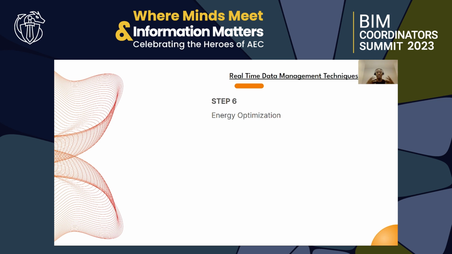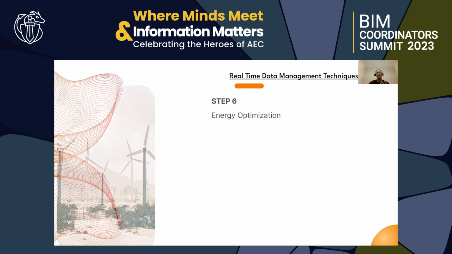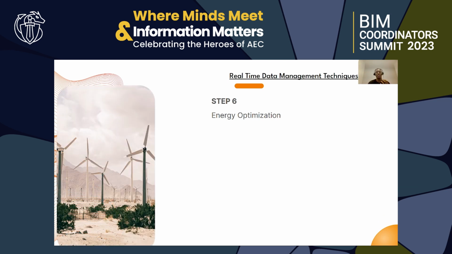The next step is called the energy optimization, and under this real-time data technique step, there are 3 things you need to do. The first thing you need to do is the energy consumption analysis, because if we're able to utilize digital twins to analyze the consumption pattern across different areas of the building, it will be able to give us the insight of which area of the building is consuming the most energy.